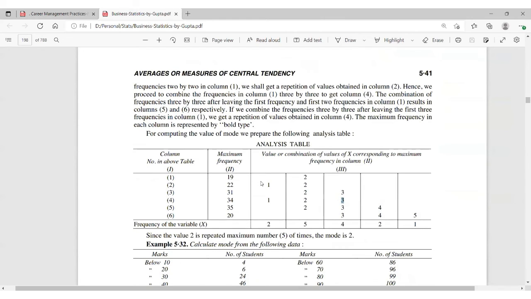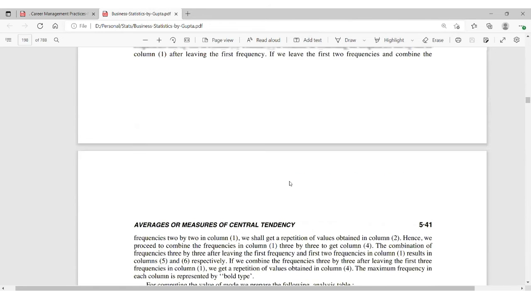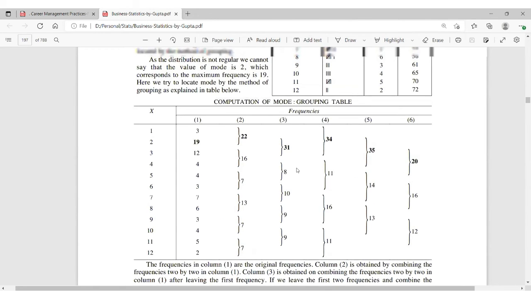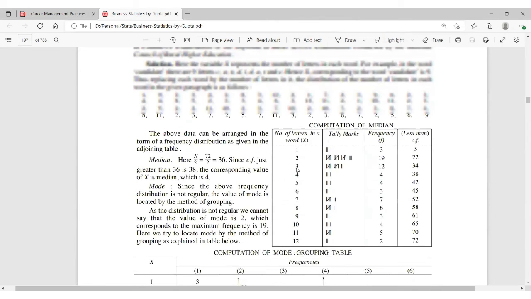Right? The first, these numbers. 2 occurs 2 times. 1, 2, 3, 4, 5. 3 occurs 5 times. 4 occurs 4 times. This is 2 times. This is 1 time. The maximum number is 5. So the total 5 is for this number 3. So this is the model class. This is the model class.